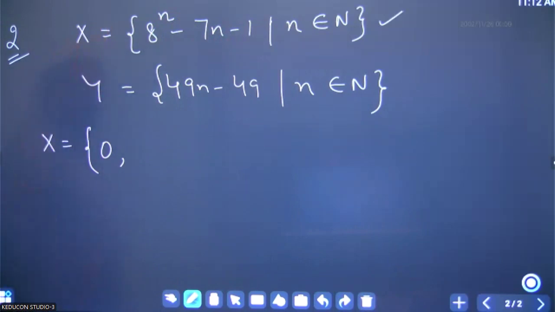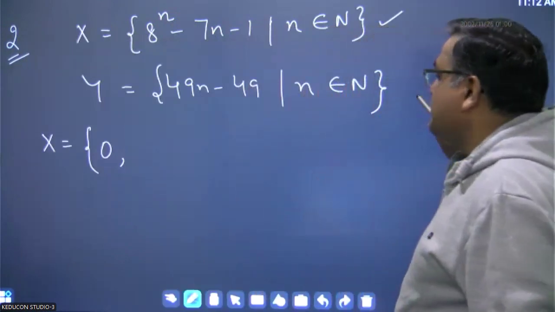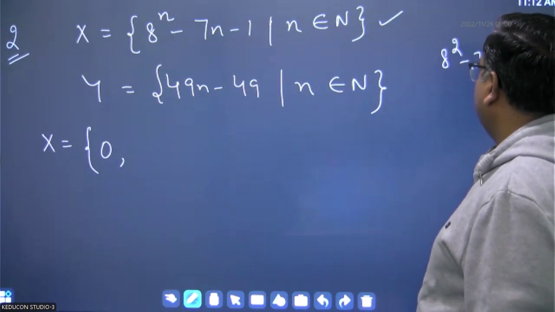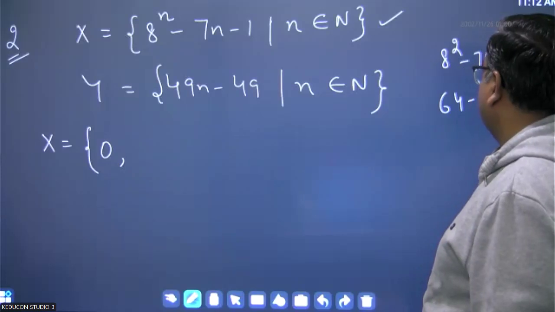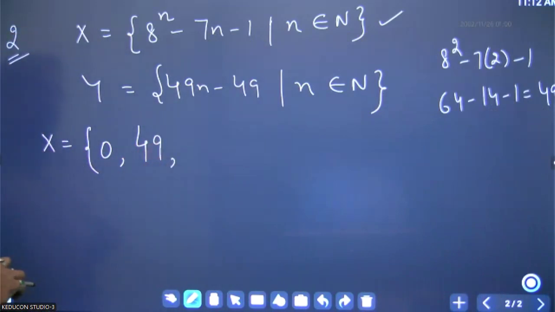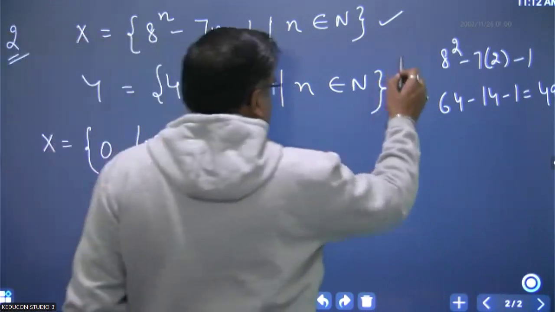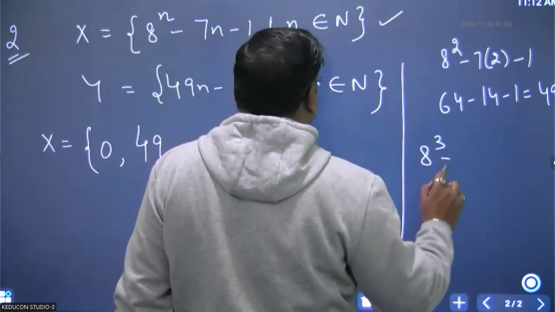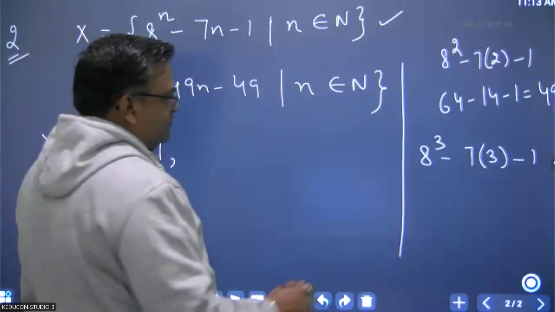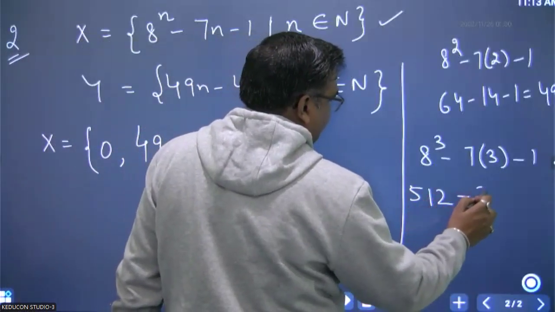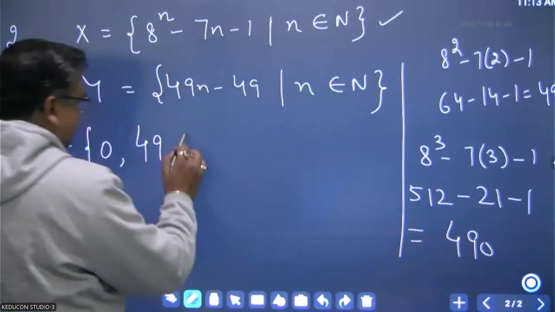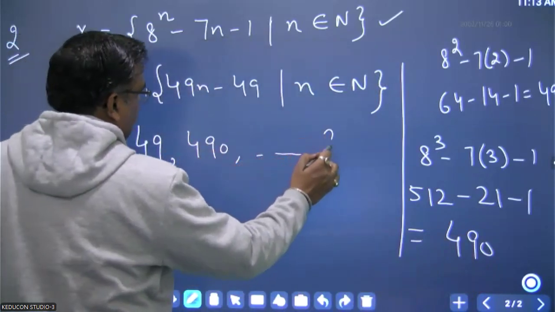When you put n as 2, so what does it become? 8 raised to power 2 minus 7 into 2 minus 1. This is 64 minus 14 minus 1. That is 49. So next element is 49. If you put n as 3, 8 raised to power 3 minus 7 into 3 minus 1. 8 raised to power 3 will be 512, minus 21 minus 1, which comes out to be 490. Right? And so on will be the elements.